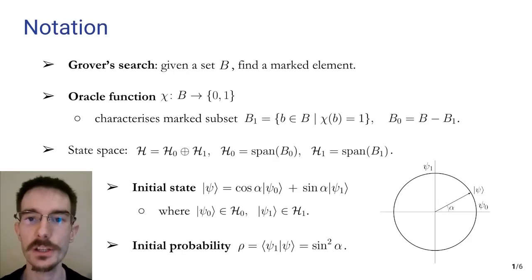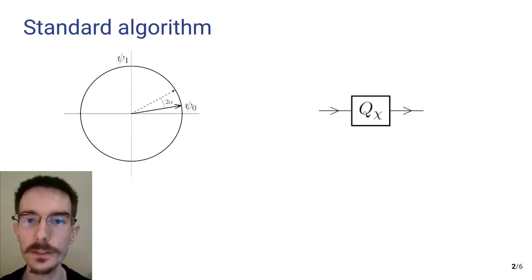Amplitude amplification is a generalization of Grover's search problem. In it, you are given an initial state and an oracle function that marks some elements of a set, B. Rho denotes the probability of finding a marked state if psi is measured, and is related to the angle alpha. We can define an operator Q, which, when applied to the state, increases the angle by 2 alpha.